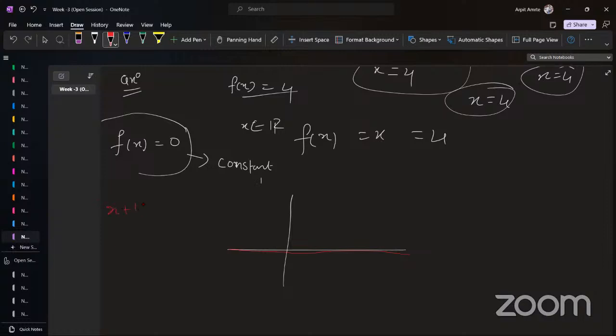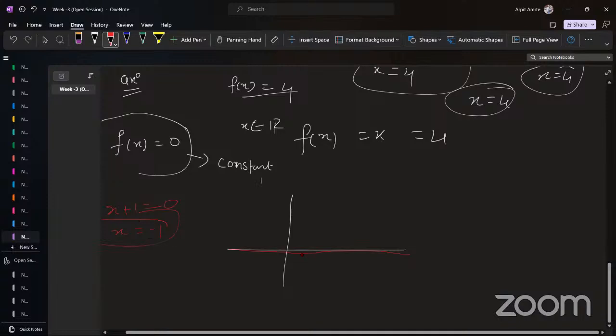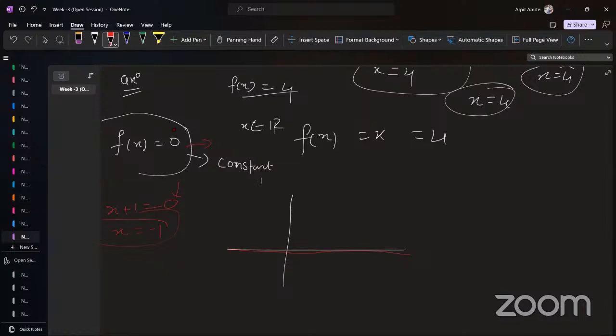But if you are saying x plus 1 equals 0, what does it mean? It means that x equals minus 1 only. So this will become an equation, whereas this is a function that I have defined. You are saying f(x) equals x plus 4. This is just like this. Both things look the same, but this thing and this thing are different.